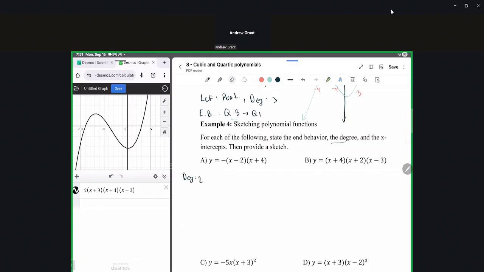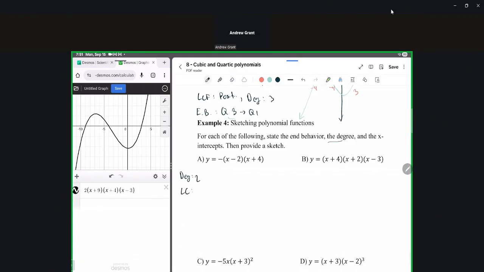I should say the leading coefficient is negative, right? Because there's a negative sign up front and all the other x terms are positive. The end behavior goes from, now this is a negative quadratic or negative degree 2 polynomial, so this goes from quadrant 3 to quadrant 4. And the x-intercepts in this case are going to be 2 and negative 4.